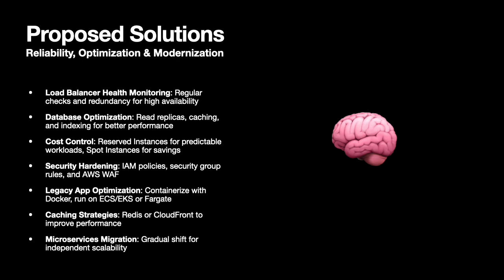Security hardening is a must, refining IAM roles, locking down security groups and enabling services like AWS WAF to protect against attacks. In some environments, like schools, we face legacy applications that aren't cloud optimized. Here I containerize applications with Docker, then run them on ECS or EKS or even Fargate to avoid infrastructure overhead.